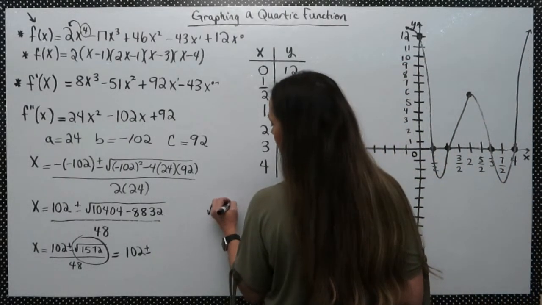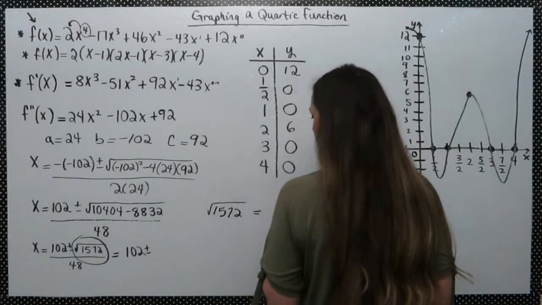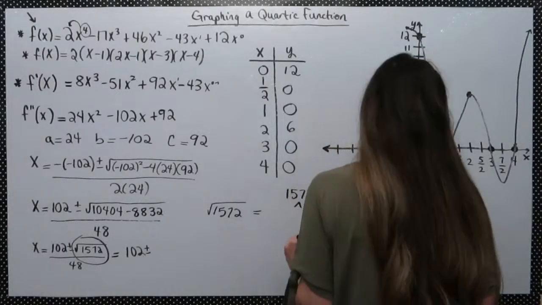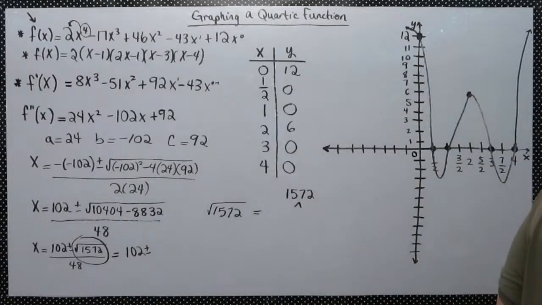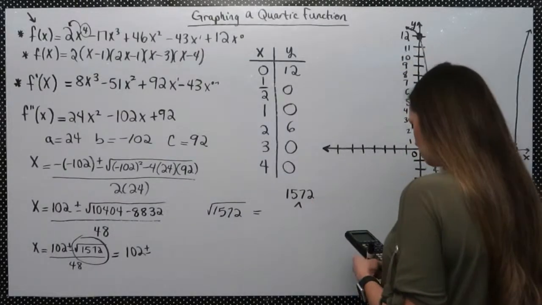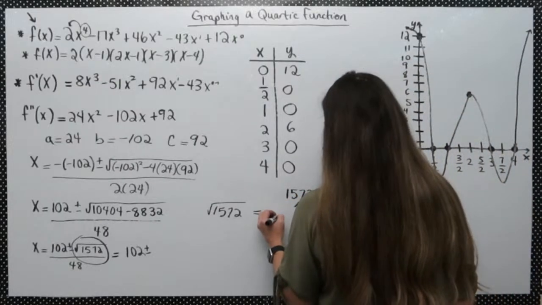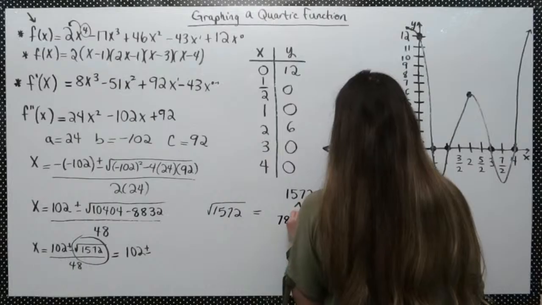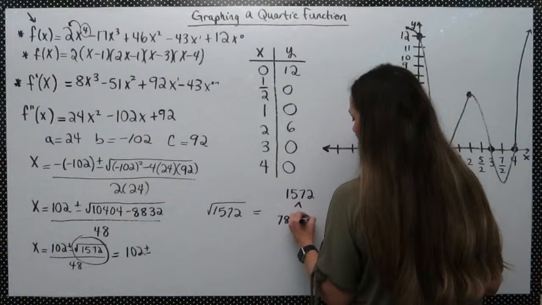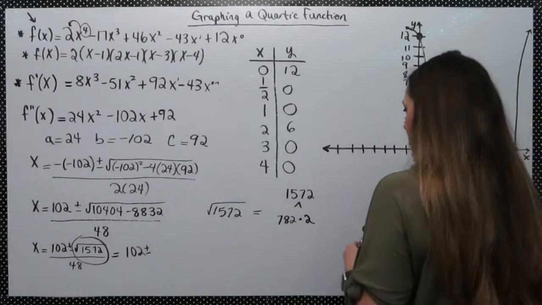Okay, so the square root of 1572. So we're going to take 1572 and split it up into its prime factorization. We're going to find all its prime factors. If it's even, I just start right away. If it's divisible by 2, I will start by dividing it by 2. So that's 786 times 2. If it's divisible by 5, I will start by dividing it by 5, and vice versa through all those first primes.